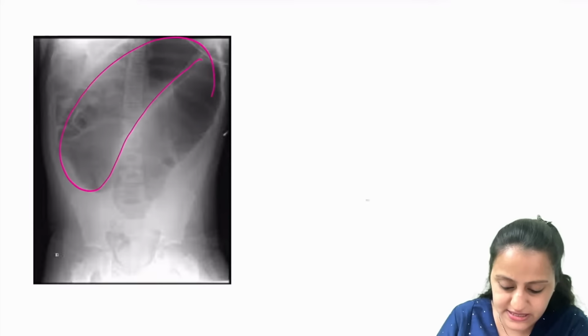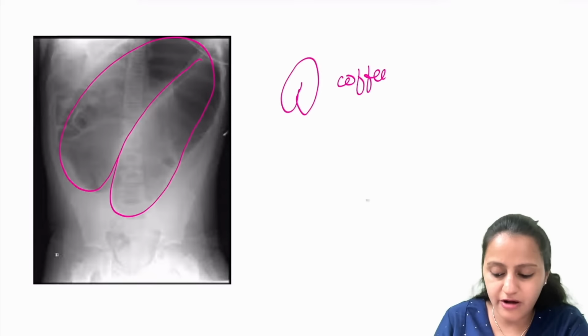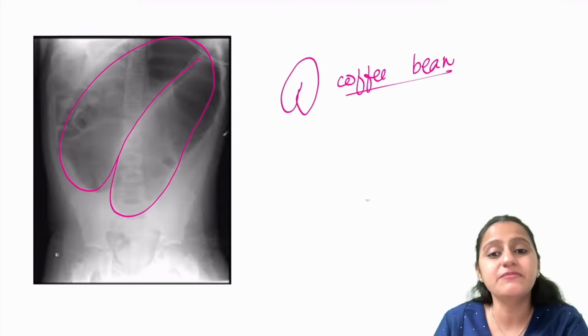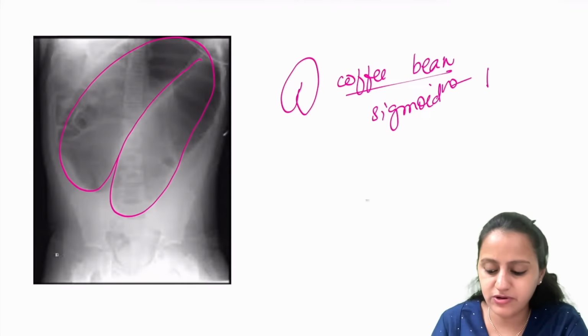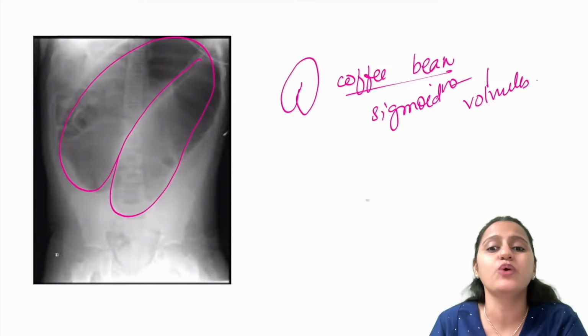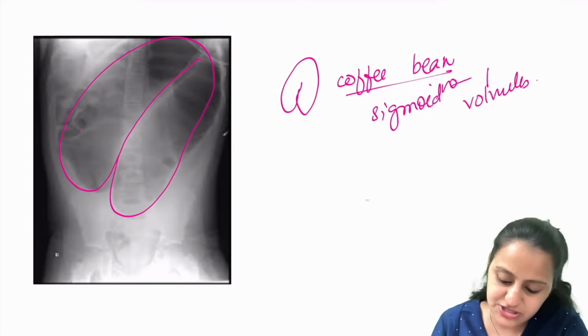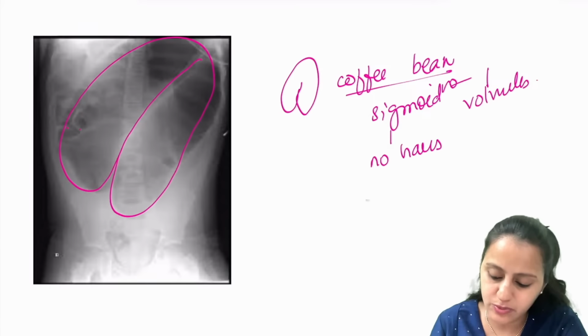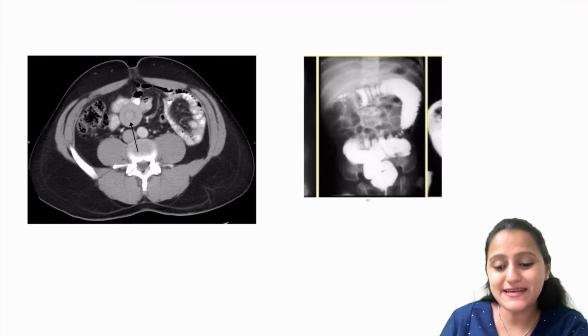Classical, where you see this coffee bean appearance. Coffee bean sign. Coffee bean is the hallmark of sigmoid volvulus. Okay, this is sigmoid volvulus. Coffee bean appearance. Remember, there are no haustrations in sigmoid volvulus. Haustrations are absent.